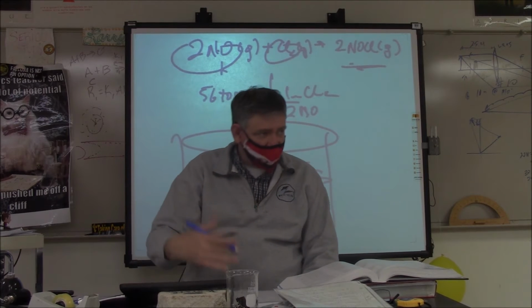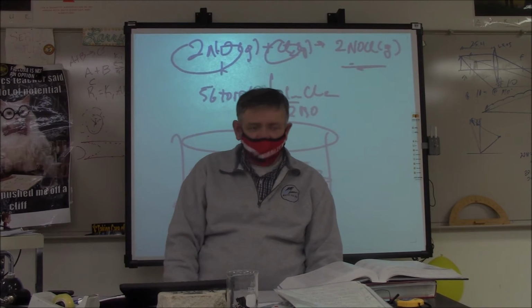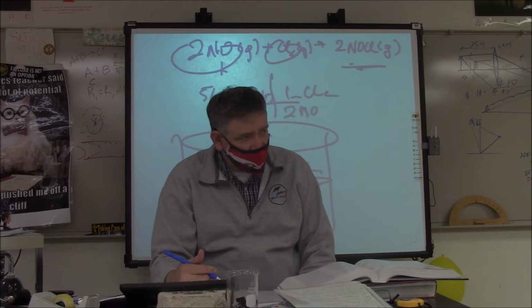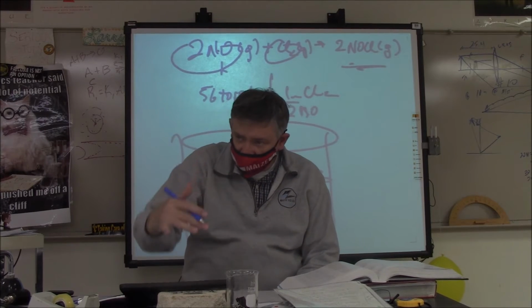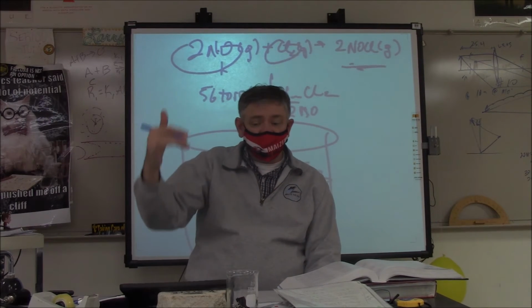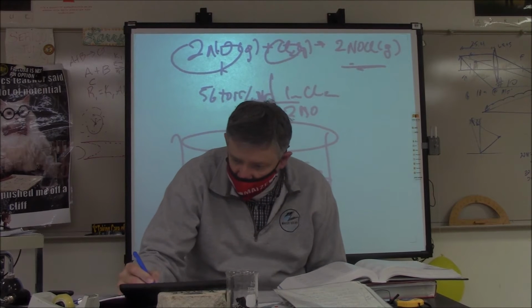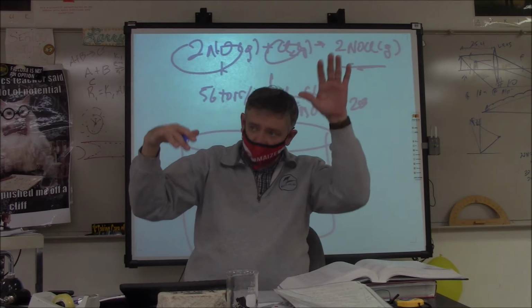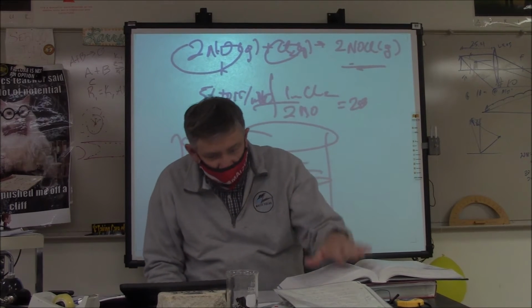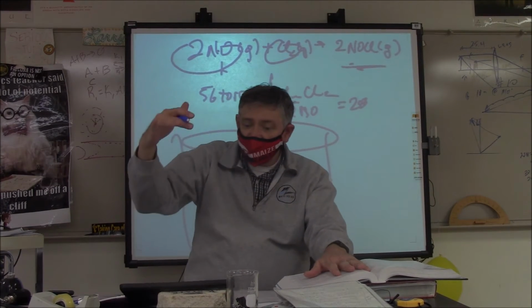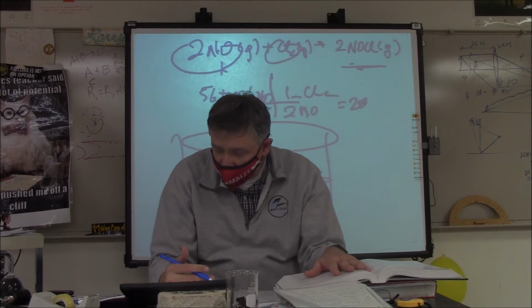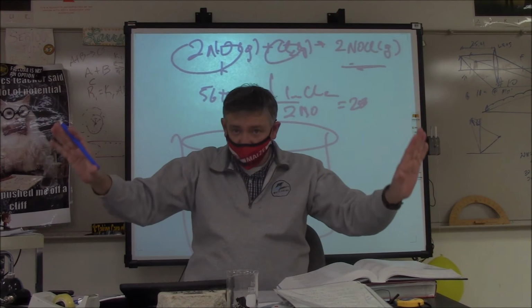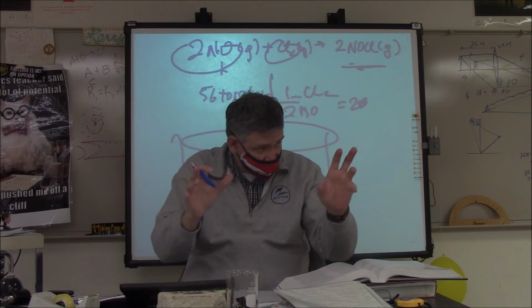Twice as much or half of 56? Half of 56. So my NO, because that's being consumed at 56, my Cl2 is going to be consumed at 28. Okay? So I got one dropping at 56 torr per minute. I got another one dropping at 28 torr per minute. Okay? Well, what's happening? We're combining these things.